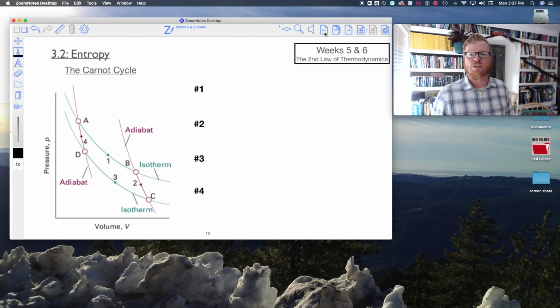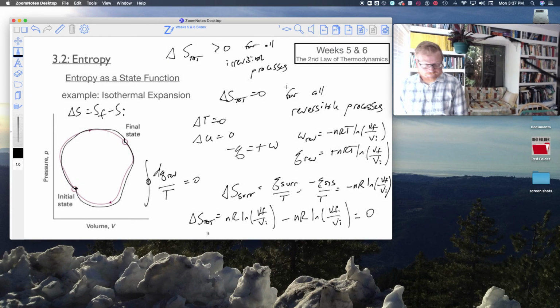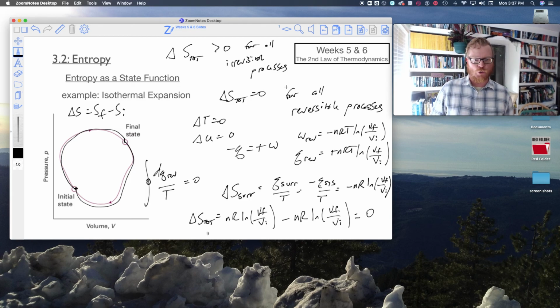Okay, so great. So that's where I'm going to end it for today. So just kind of introducing entropy. We're going to get more into the meat of this as we progress.